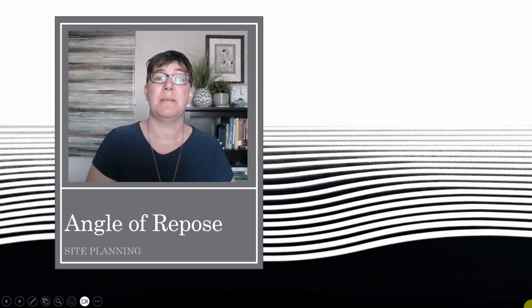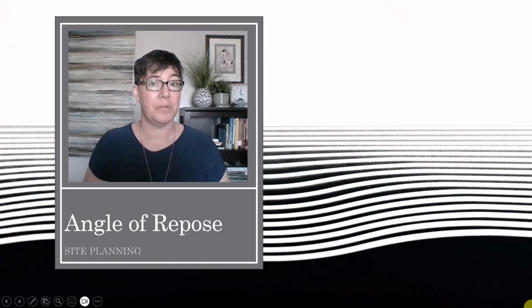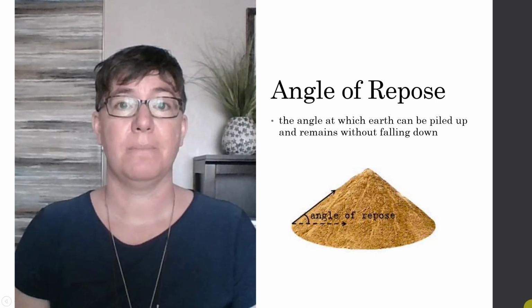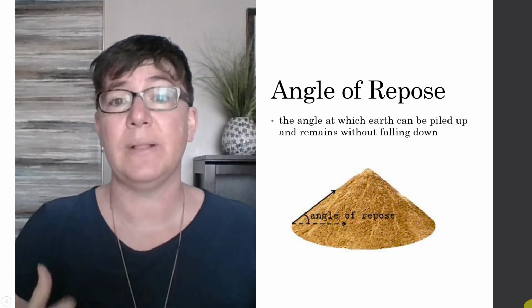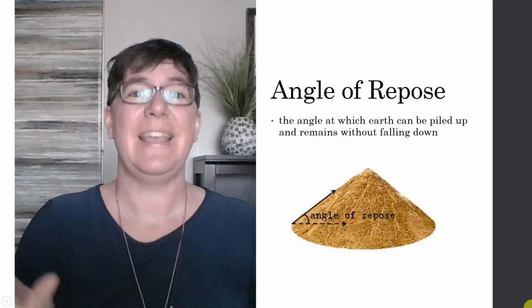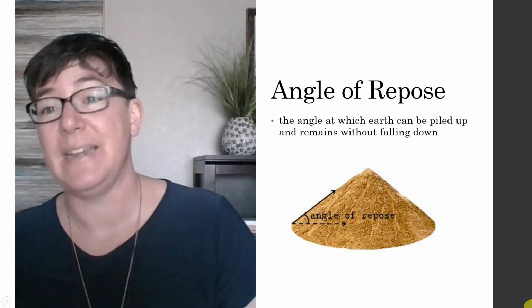In our grading examples, we just used a slope of 1 in 3 or 30%. Why did we use that slope? Well, it turns out it has to do with the angle of repose. This is the angle at which earth or soil can be piled up and it'll stay. It'll remain in place without falling down or sliding down the hill.